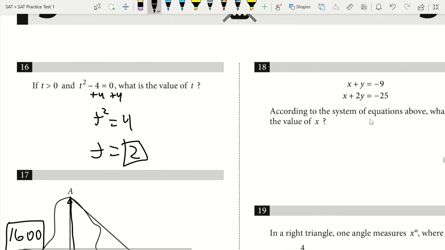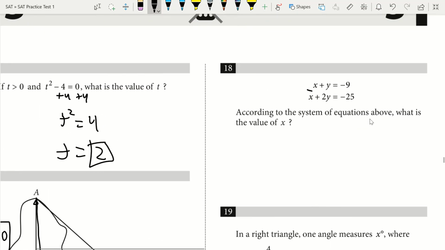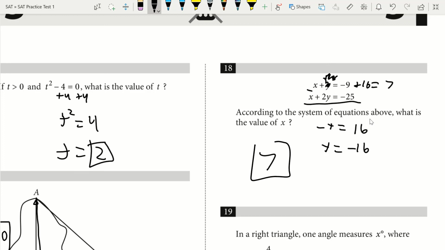All right, now I move on to 18. I've got these two equations. What's the value of x? First thing I'm going to do is subtract my bottom equation from my top, get rid of x, solve for y, plug back in, and then solve for x. I do that, I get y minus 2y, that's going to give me negative y, and then negative 9 minus negative 25, that gives me 25 minus 9, that's 16. That means y has to equal negative 16. I plug in negative 16. Now I'm going to add 16 to each side, so that gives me just x, and x equals 7. So my answer is going to be 7 for 18.